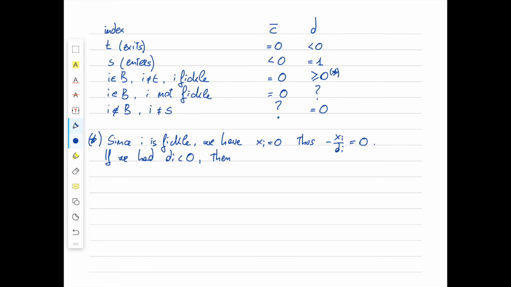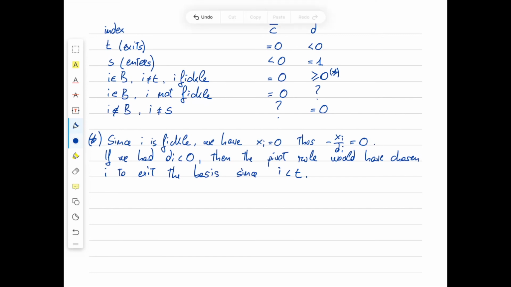Let me write it down. So then, the pivot rule would have chosen i to exit the basis, since i is strictly smaller than t. And this is a contradiction, so we've shown that d_i is greater than or equal to 0.